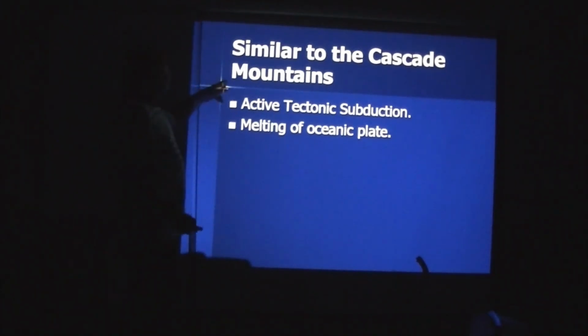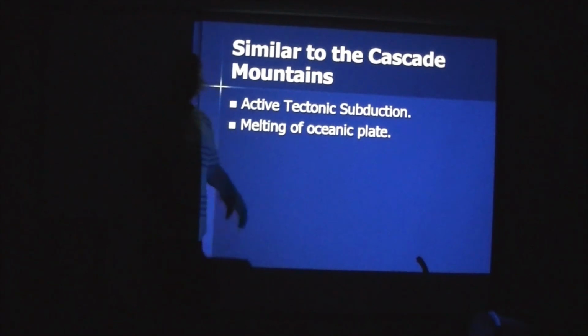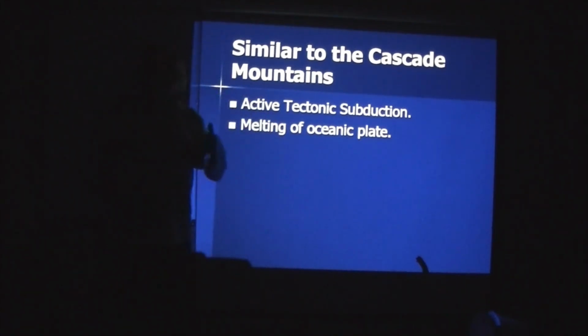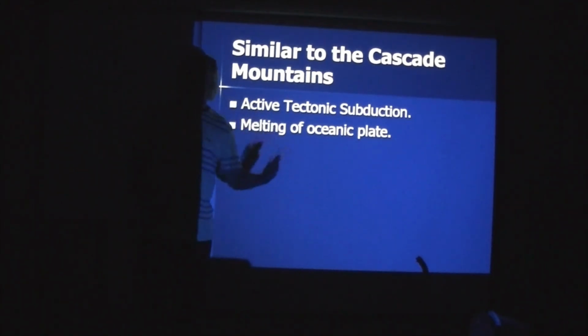So, the Cascade Mountain Range, active tectonics due to subduction and melting ocean plates. So Alaska, the Cascade Mountain Range, those places, Oregon, Washington, British Columbia, Alaska, is kind of where California was from basically the mid-Mesozoic all the way until about 27 million years ago.